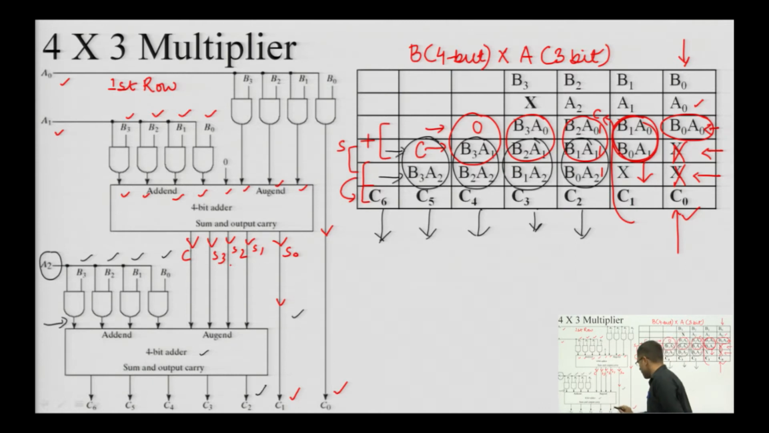So, we can see that this S0, S1, S2 and S3 are considered part of the final multiplication result, and this carry is also considered as the MSB of the multiplication result. So, this is the 4 cross 3 multiplier circuit. Similarly, this concept can be extended to a 4 cross 4 multiplier as well.